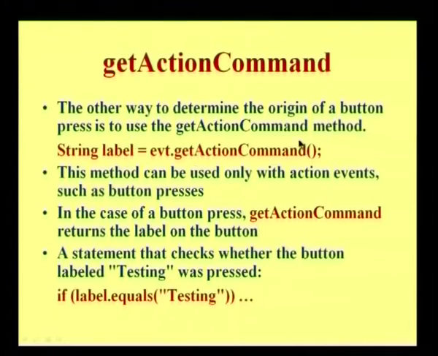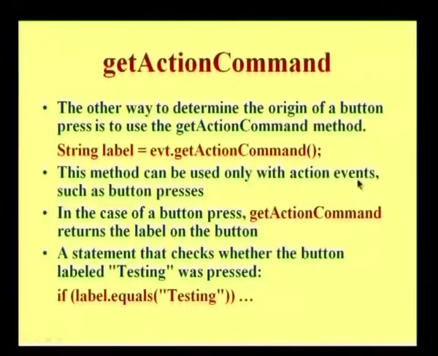So, here this action command is nothing but the label, that is the caption that is given for the button. While creating a button we normally give a caption and create the button. That is used in order to find out what the action command is. Action command is not the name of the object, whereas this is the name of the label or name of the button that you have created. This method can be used only with action events such as button presses.